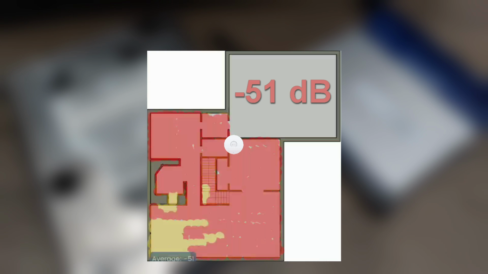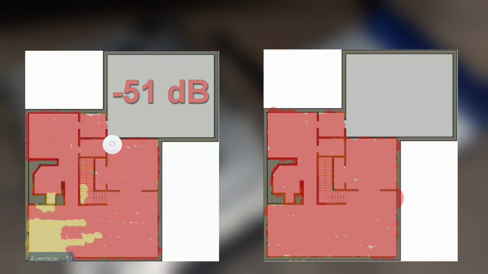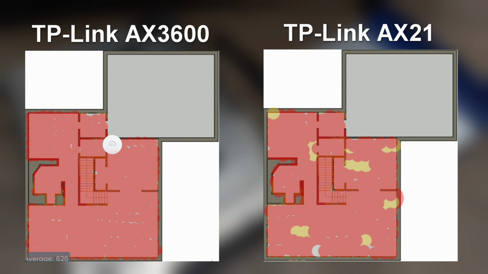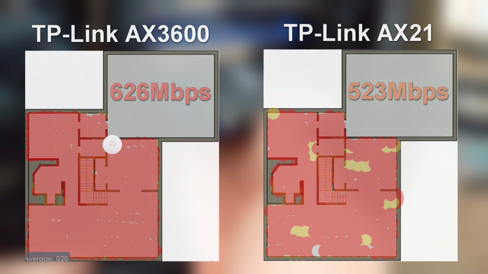Signal range and strength were pretty good, covering most of the first floor with an average decibel rating of negative 51, while my go-to router, the TP-Link AX21, was negative 43. Lower is better. The AX3600, this access point, outperformed the AX21 in link speed, with a 626 megabit per second speed, while the AX21 only managed 523.